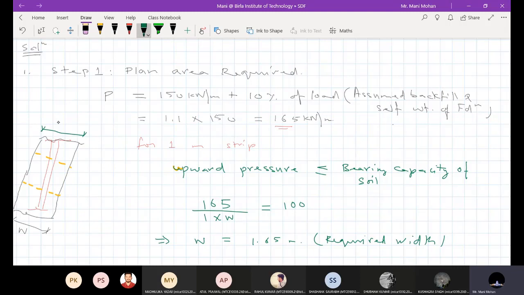Now next, I need to check this width for transfer of stress from the wall to the concrete, because this is the wall.